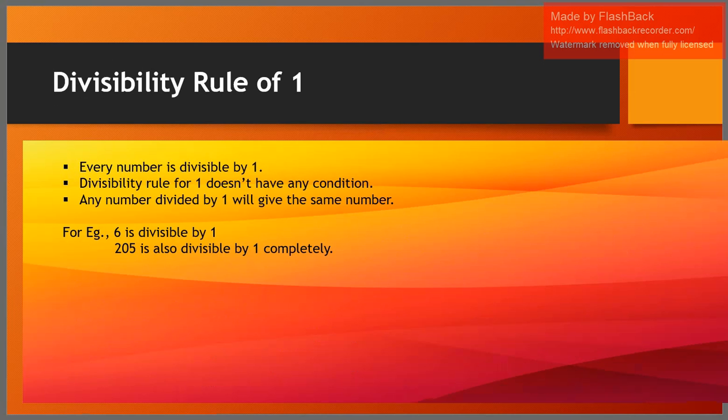Divisibility rule of 1. Every number is divisible by 1. Divisibility rule for 1 does not have any condition. Any number divided by 1 will give the same number. For example, 6 is divisible by 1. 205 is also divisible by 1 completely.